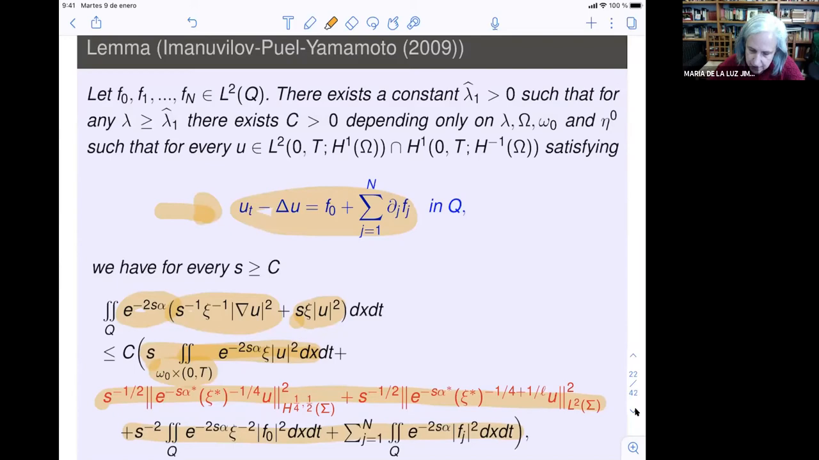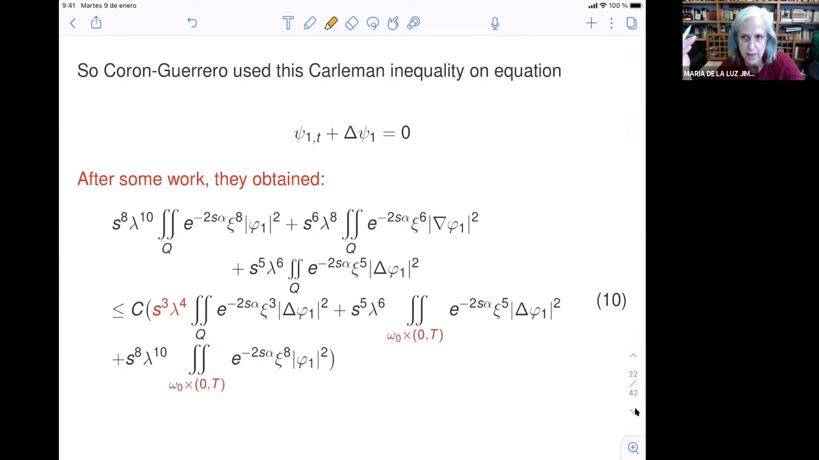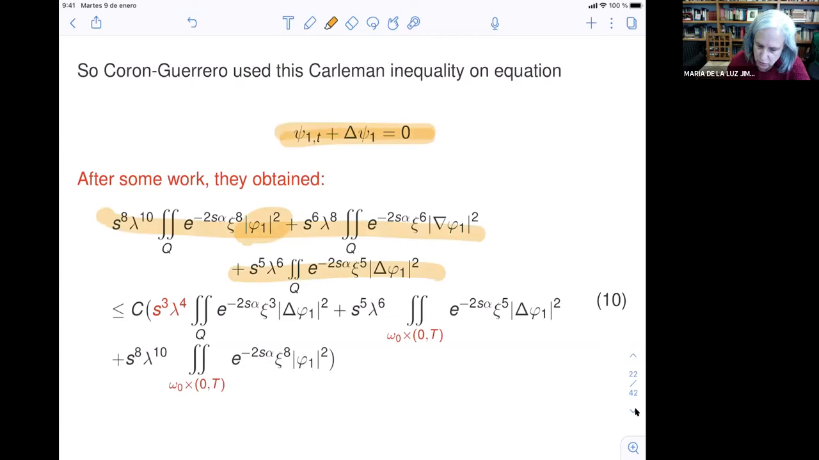What they do is, for the gradient and Laplacian of the first component of the Stokes system, so this is psi 1, they work with this Carleman inequality, so they are able to obtain this kind of weighted inequality. Here we have phi 1 squared, gradient of phi 1 squared with the corresponding weight in front, and the Laplacian squared. Here you can see the powers s to the 5 lambda to the 6, and here I have s to the 3 lambda to the 4 for the Laplacian squared.